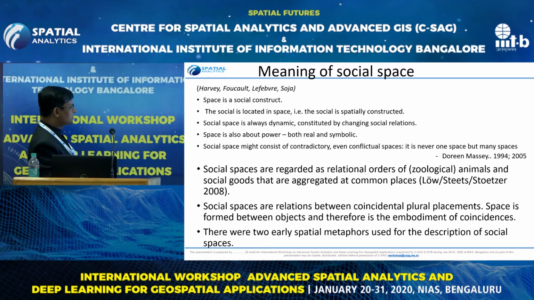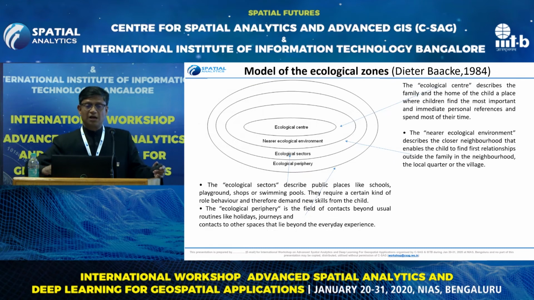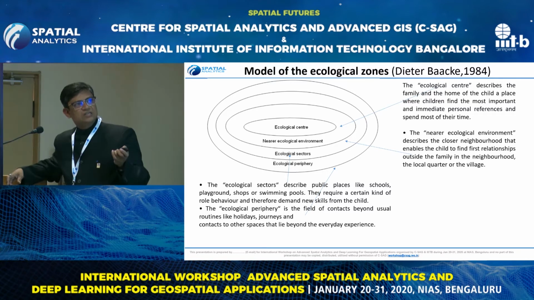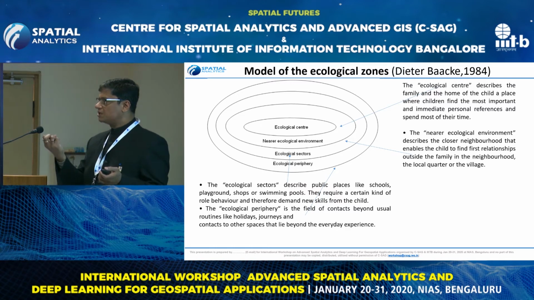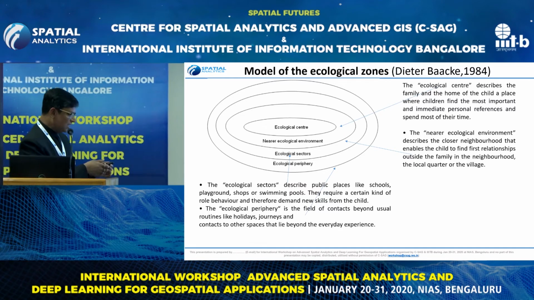Then social spaces are relations between coincidental plural placements. That means it forms between the objects and therefore is an embodiment of the coincidences. Actually, for this definition of social space, some very rudimentary ideas were initially given by Dieter Beck in 1984. He talked about how, as a child grows up, the space it covers changes.